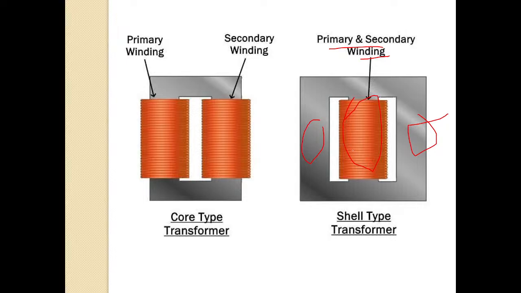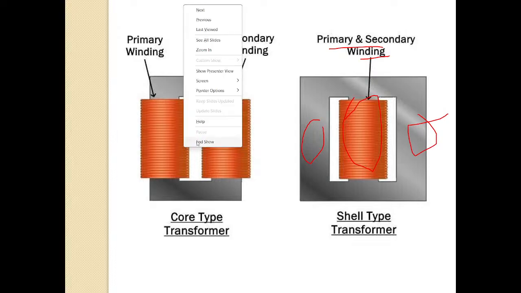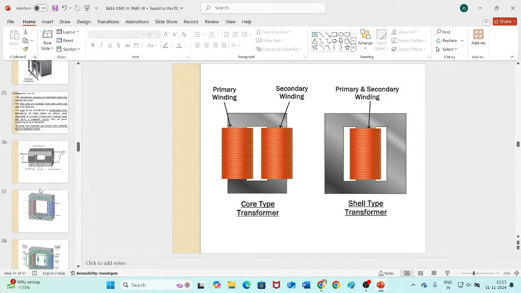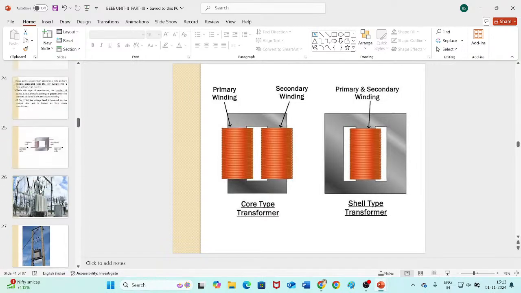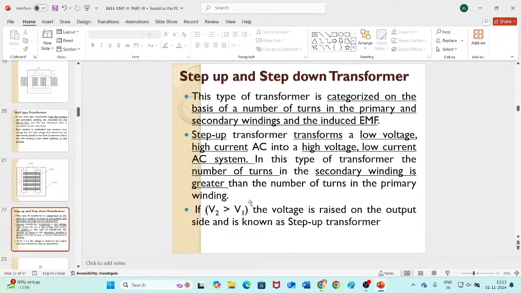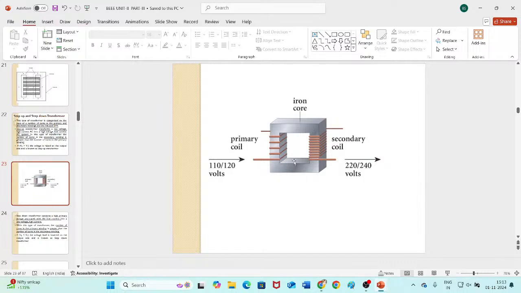You can see that somewhere here. Let me see. I will show you that image. I have that. Yeah, this is our sandwich or disc winding. On the central limb, windings are wound like a sandwich. That's why it is named sandwich or disc winding. So you can see primary winding and secondary winding here.